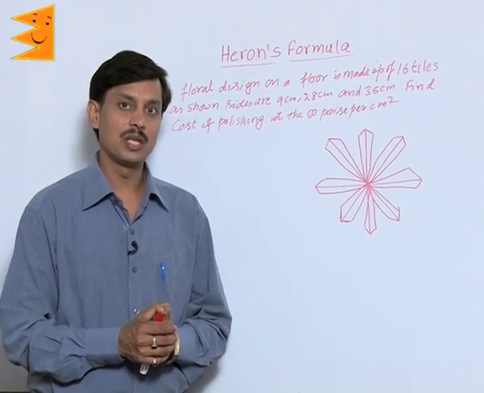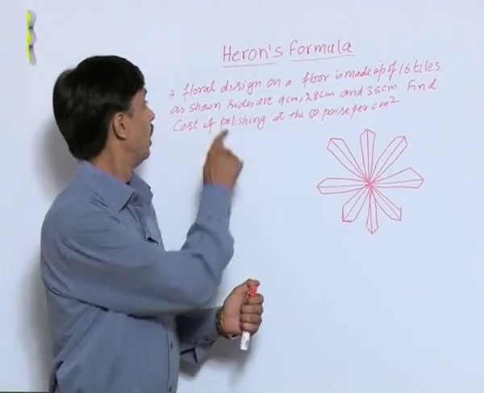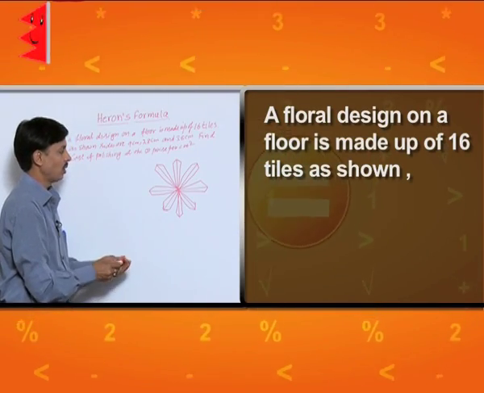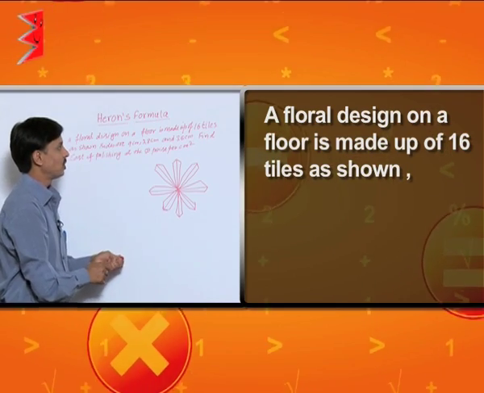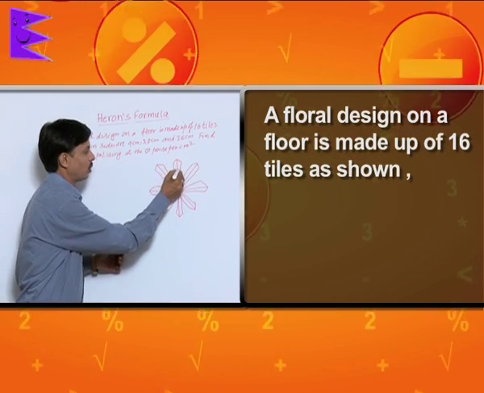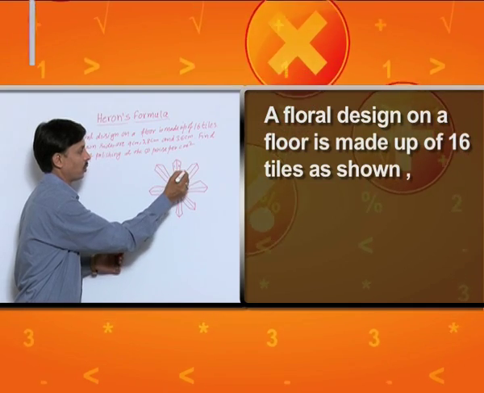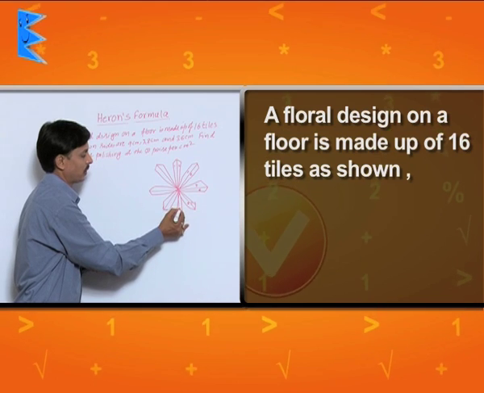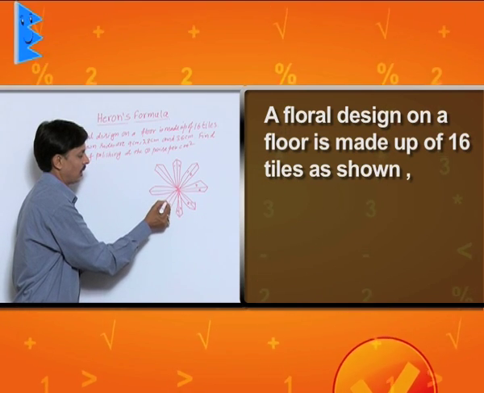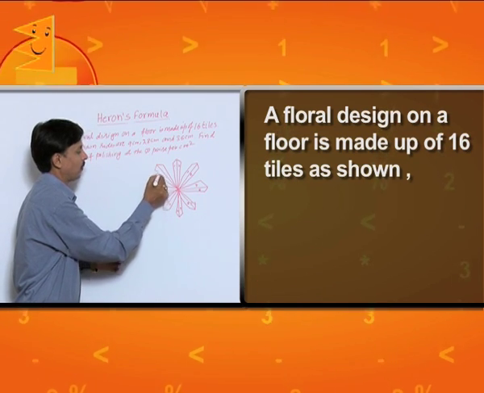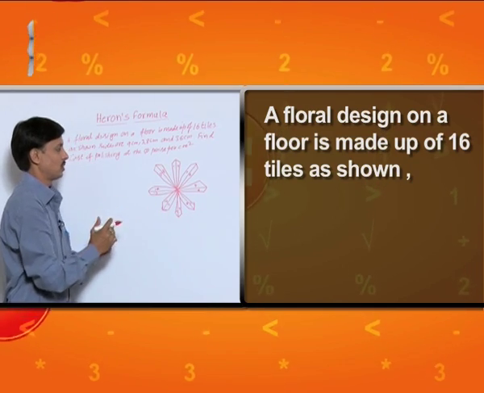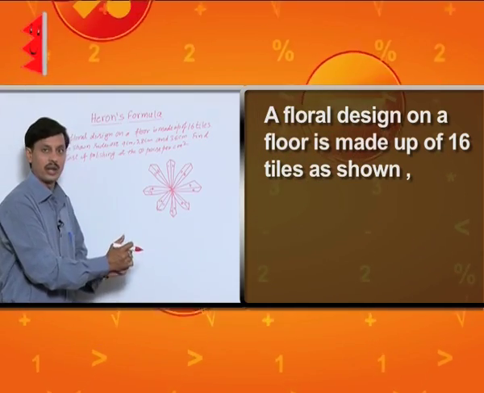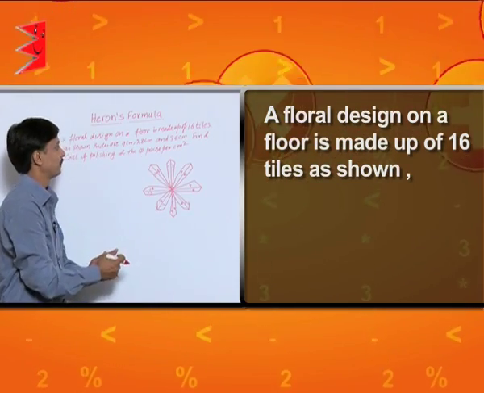Now one more application of Heron's formula. A floral design is like this, where a rough sketch is drawn. It is made up of 16 tiles. 1, 2, this is 1 triangle, 2 triangle, 3, 4 identical, 5, 6, 7, 8, 9, 10, 11, 12, 13, 14, 15, 16. There are 16 triangles. Congruent triangles are used to make this design.